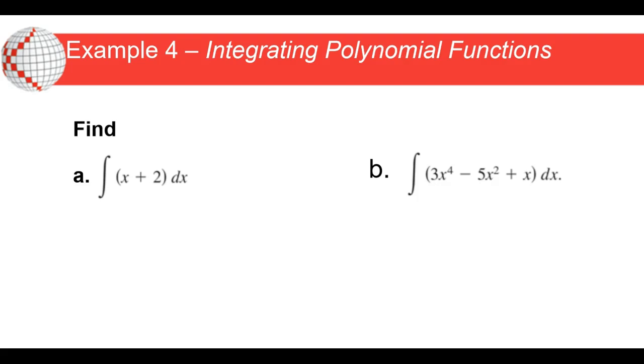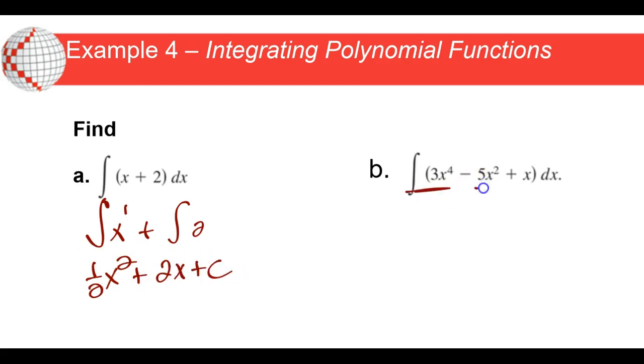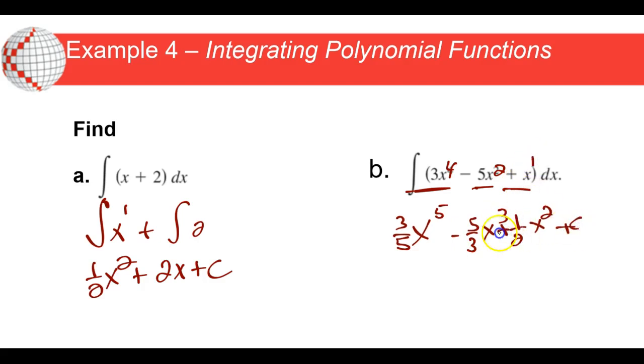When you see a sum, you can use the integral rule: the integral of x plus the integral of 2. The integral of x says increase this to 2, divide by it, I'll write it as 1/2 x squared plus 2x plus c. Again, I won't write it, but I'm going to think about integrating each one of these. So I'll start with the first one. Increase this 4 to a 5, divide by it, increase the 2 to a 3, and divide by it, and increase the 1 to a 2 and divide by it, plus c.